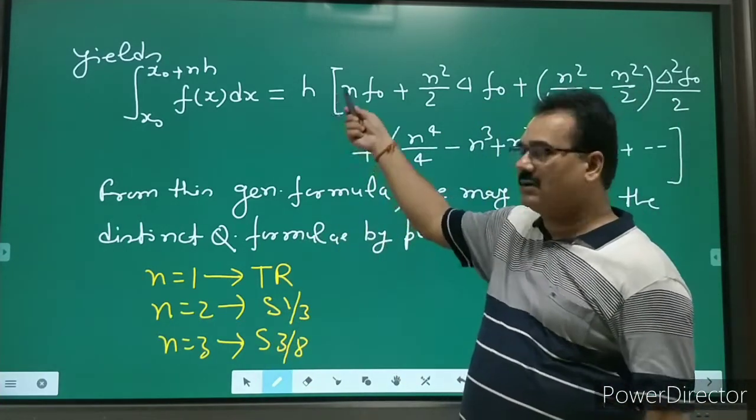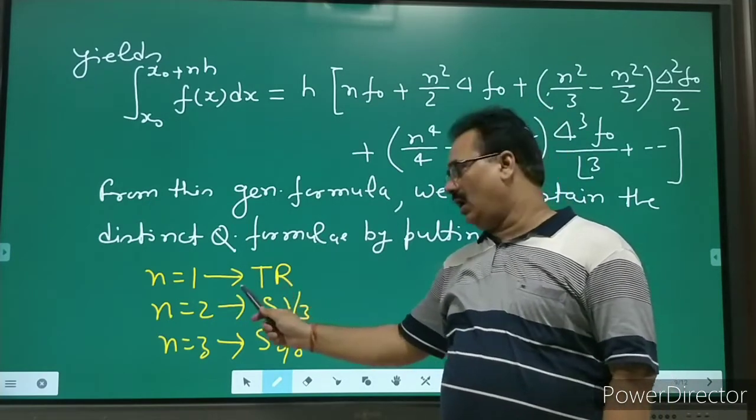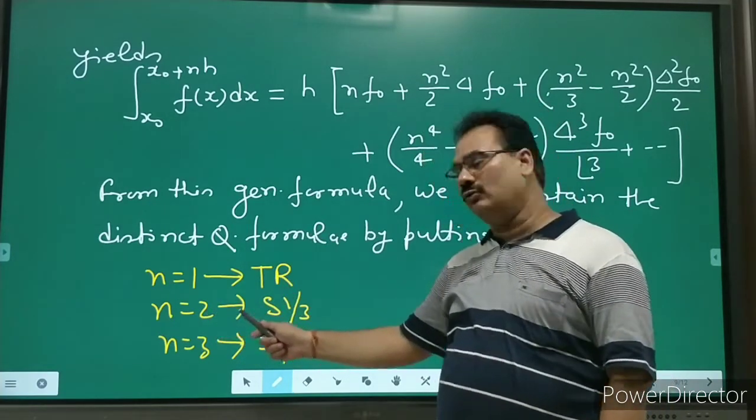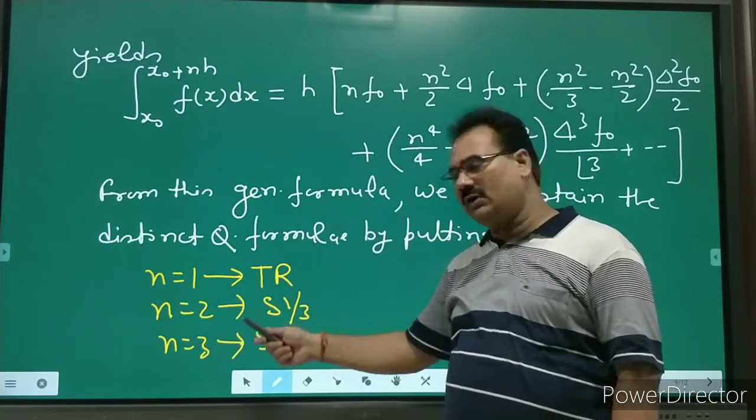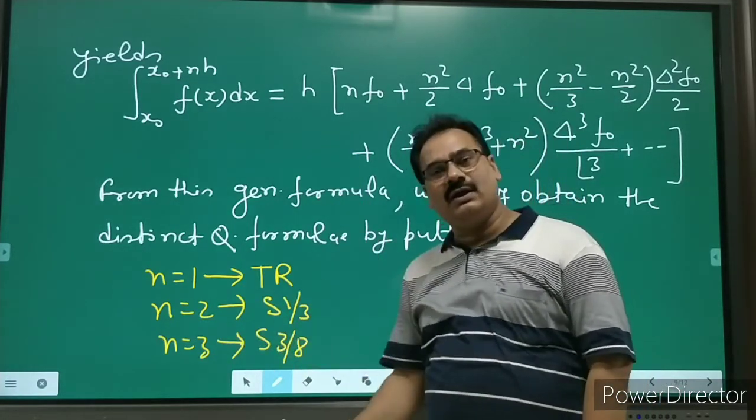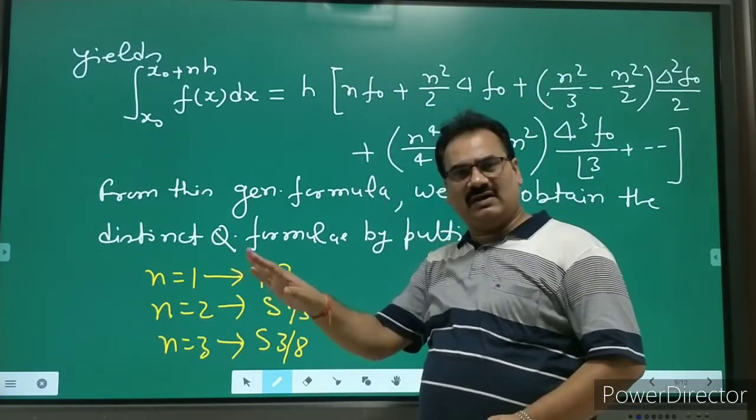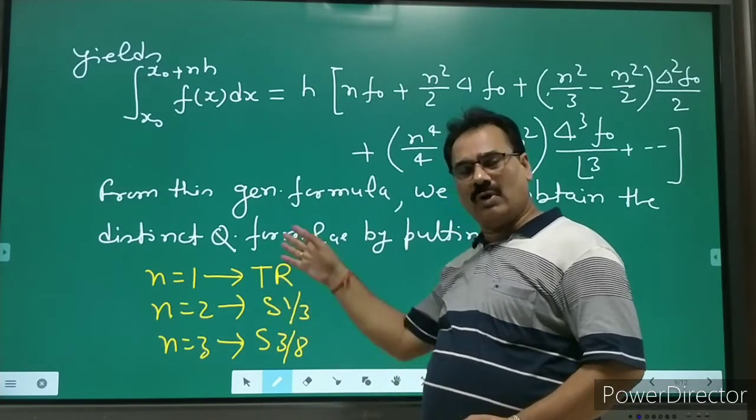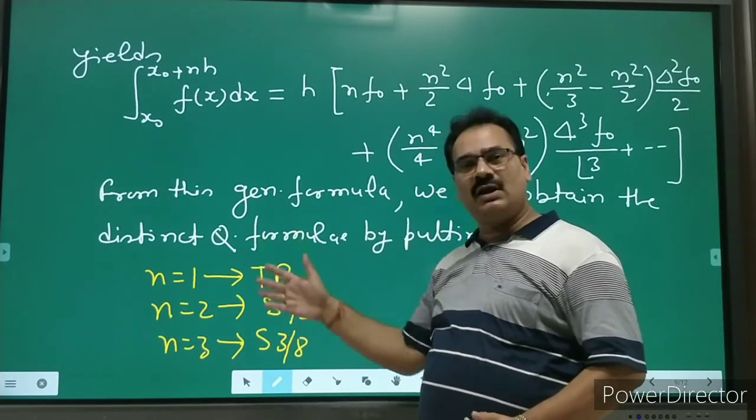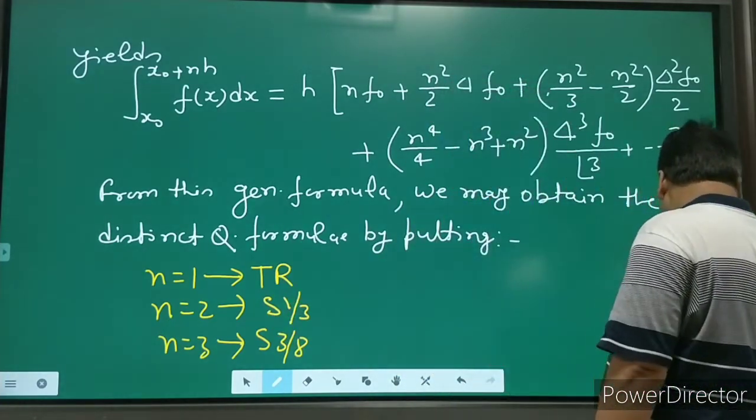If you put n is equal to 1 in this formula, then you will get the trapezoidal rule. If you put n is equal to 2, then you will get Simpson's 1/3 rule. And by putting n is equal to 3, you will get Simpson's 3/8 rule. So this is the parent formula of all the numerical integration. I am discussing only these 3, but there are many. Why am I discussing only 3? Because they are in the course of all the engineering students.